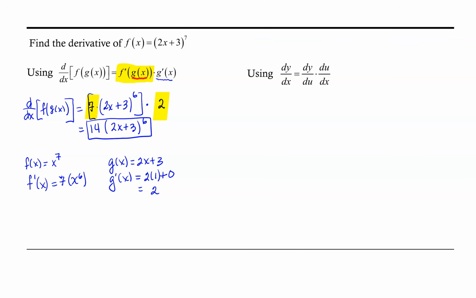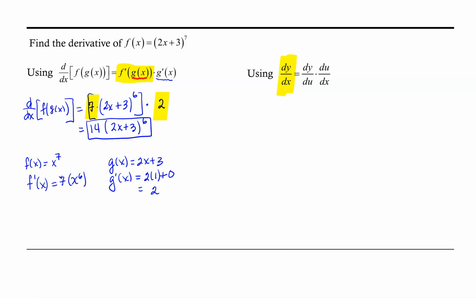Now there is a second way that we could think about applying the chain rule, and this is based on Leibniz notation and can be particularly useful when studying applications of derivatives such as related rates. So let's take a look at this notation. In this notation, we're looking for the change in y with respect to x.